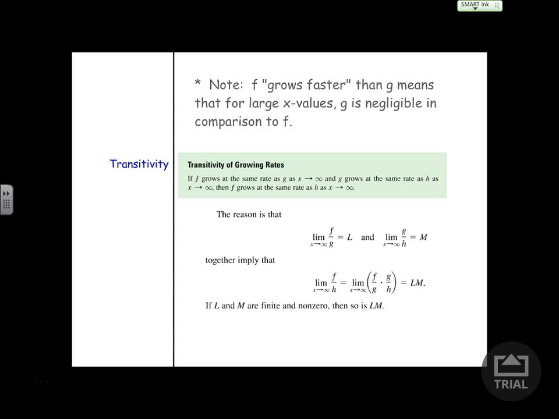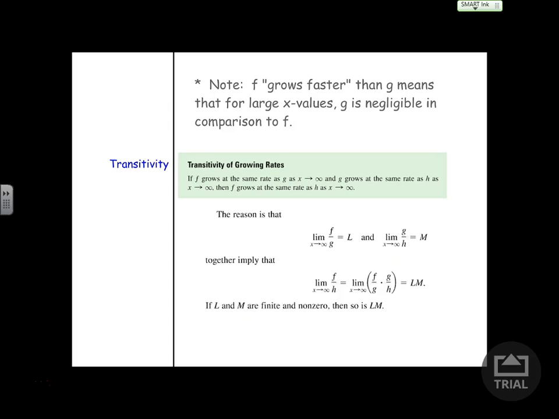I like the note. The note is super important. And the transitivity, I don't think you necessarily need to write that whole shebang, but I do like the math below. If you know the limit as x goes to infinity of f over g is a constant and g over h is a constant, then we could say f over h. F over h would be f over g times g over h, which would be L times m, which is also a constant as long as L and m are finite and non-zero.